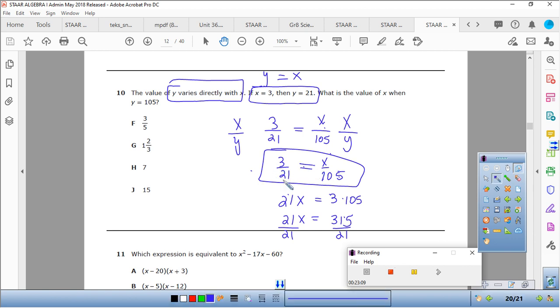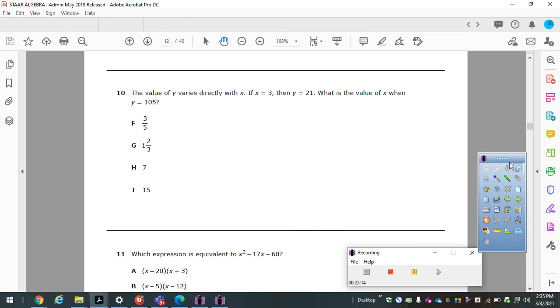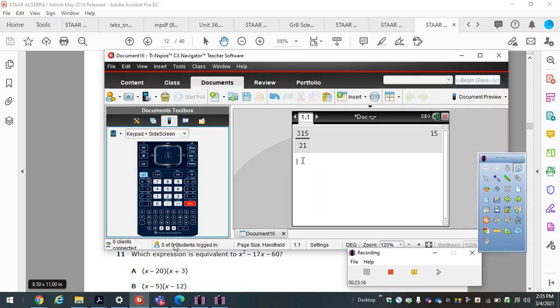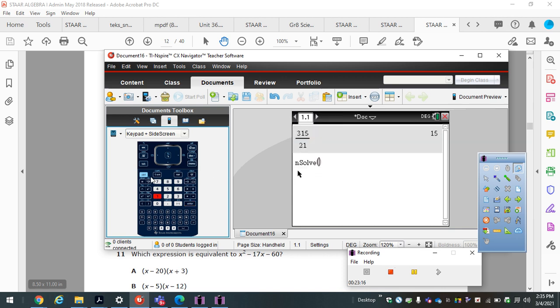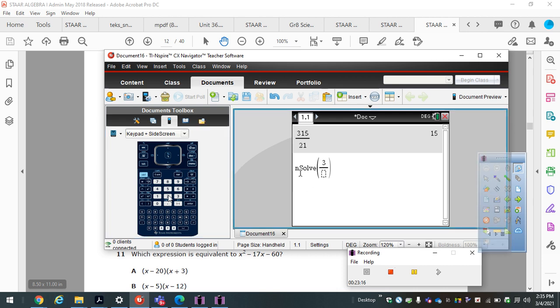So you can solve this. Well, solve it. Why not? 315 over 21. So here's the calculator. Right here, menu, 3, 1. Fraction. 315 over 21, press to the right, equals, control, fraction.